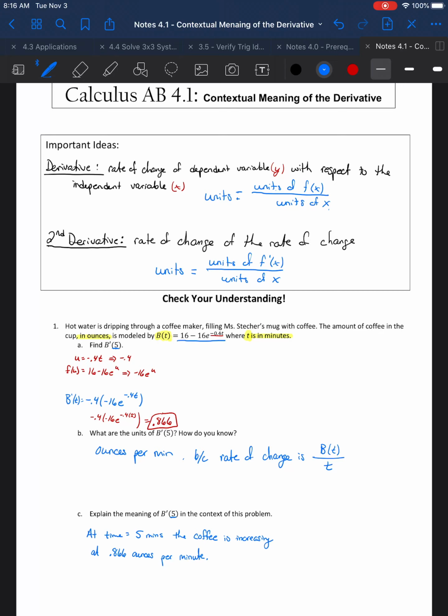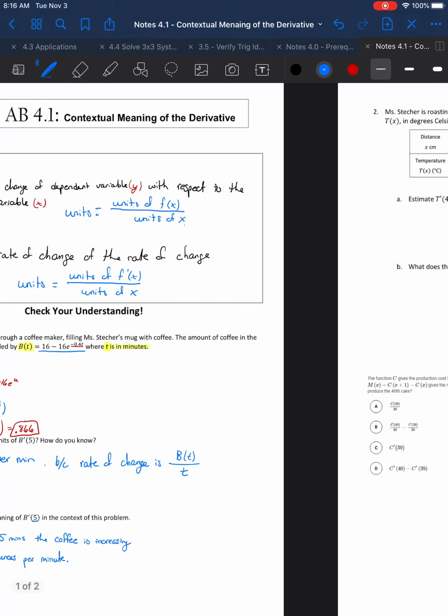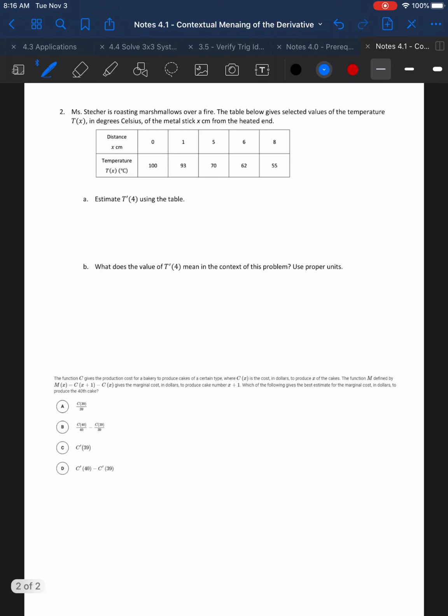Okay, starting in this unit, and obviously it's the name of the unit, contextual, meaning we're going to be getting into things where you're going to have to explain what your answer means or where it came from. Okay. All right, almost done with notes.